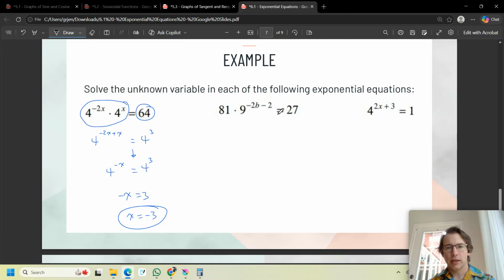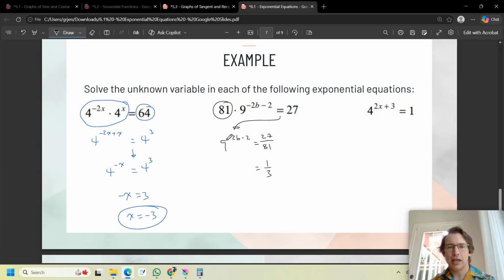First way is just, whenever you see that I'm multiplying by something, I'm going to divide by it. So I'm going to divide both sides by 81, so I'd end up with 9 to the minus 2b minus 2 is equal to 27 over 81. 27 over 81 is just 1/3.